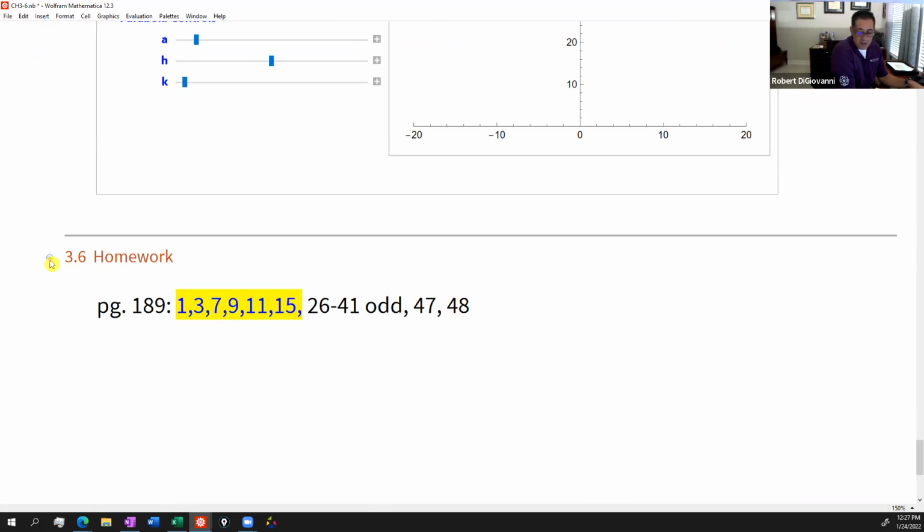Yeah, there's some, it asks to prove some identities in this homework. 26 through 41 is really the derivative part of the homework, where it gives you functions, you take the derivative, and practice chain rule, all that. 47 and 48. Oh, 48. I usually have students ask me about 48.